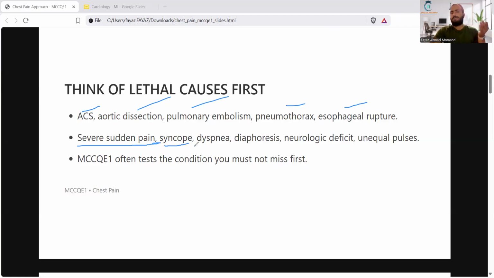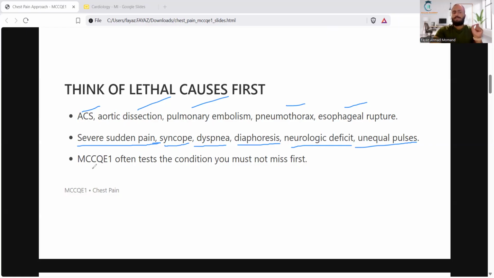If there is syncope, the patient is dyspneic, they have chest tightness, they are sweating, they have any neurological deficit, then it means that the patient's chest pain may not just be a simple chest pain. They may also have an embolic stroke with it. If the pulses are unequal on the two sides, it could be dissection. Check blood pressure on both sides to make sure blood pressure is matching.